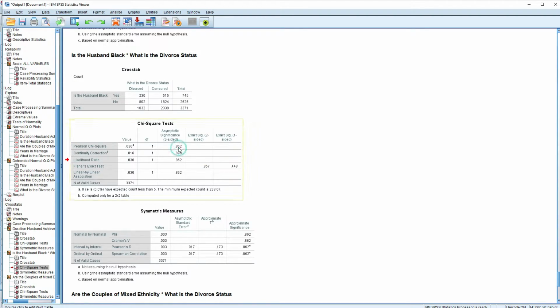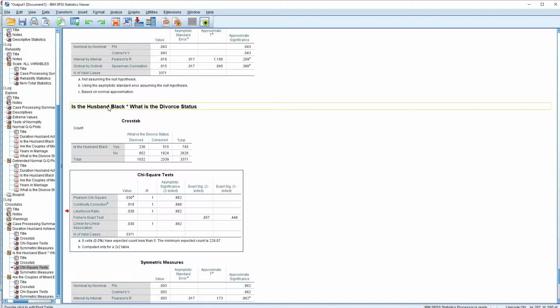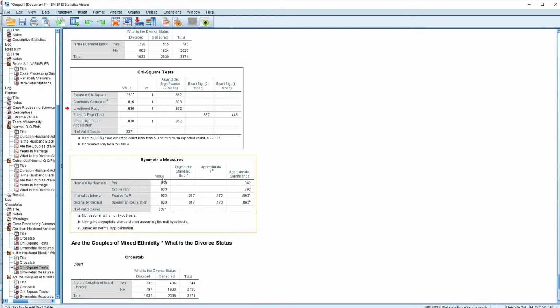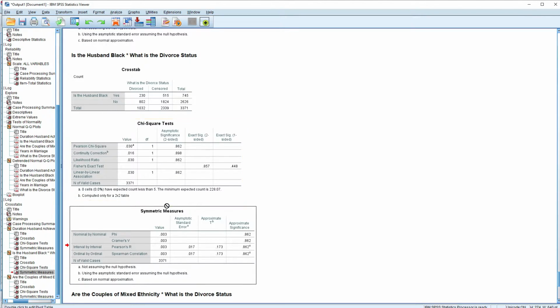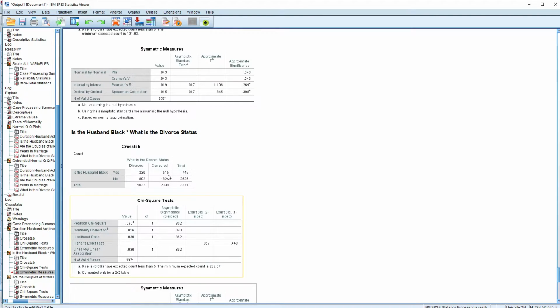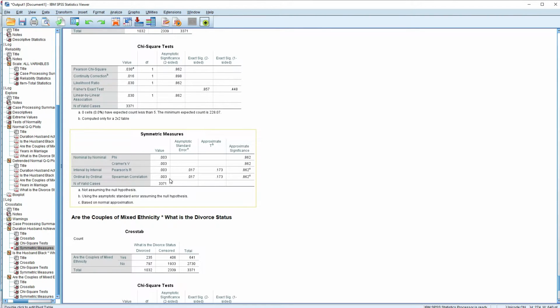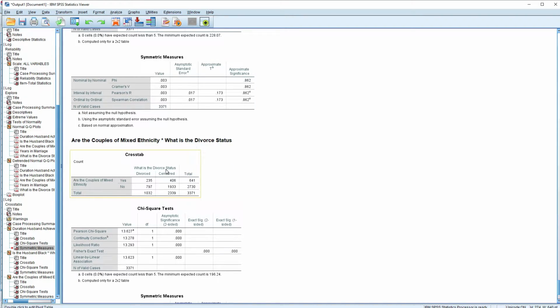So this is higher than 0.05, indicating that there is no association between the divorce status and the ethnicity of the husband. However, we might need to check also the correlation, and we find that the correlation values are all 0.0003, and this is too small a value. Let's say it is insignificant. There is no correlation between the husband being black and the divorce status. This is 0.3%, which is very low, very insignificant.